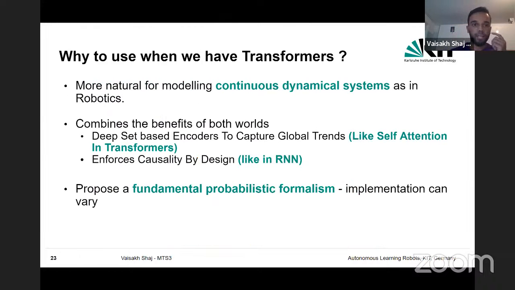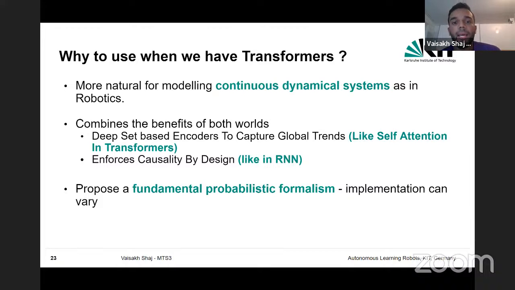Okay, so we had a question during the reviews: why should we care about this when we have models like transformers? Some of the answers I think are that state-space models are more natural for modeling continuous dynamical systems, and transformers were designed for discrete dynamical systems, like NLP sort of tasks. So that's one reason. The second thing is we combine the benefits of both worlds. First, we have these deep set-based encoders to capture context or global trends, just like self-attention in transformers. But we also enforce causality by design, just like RNNs.